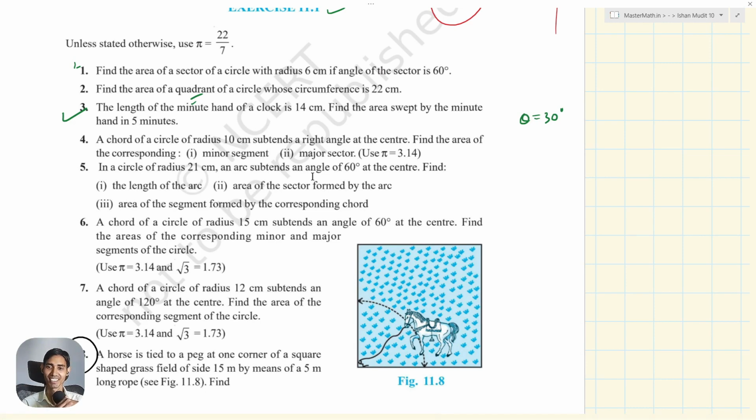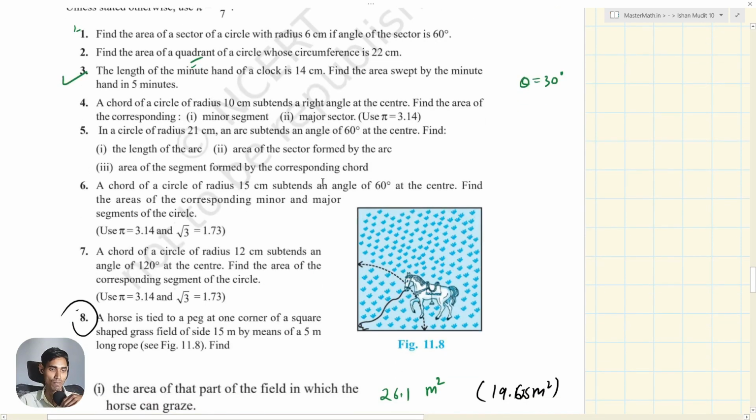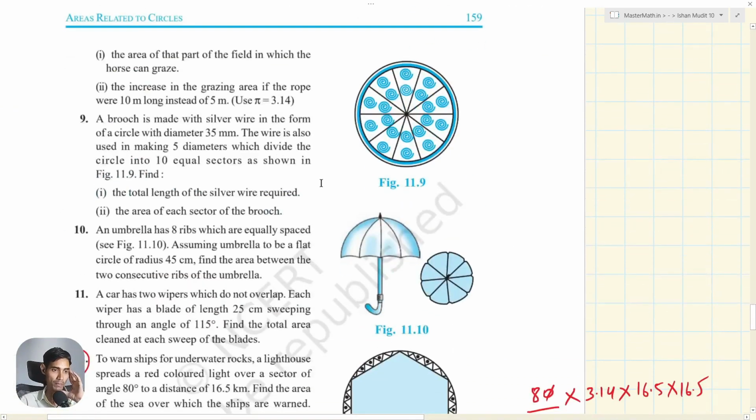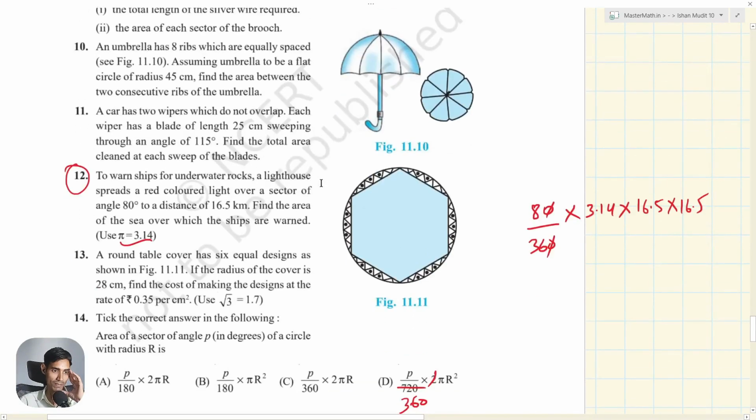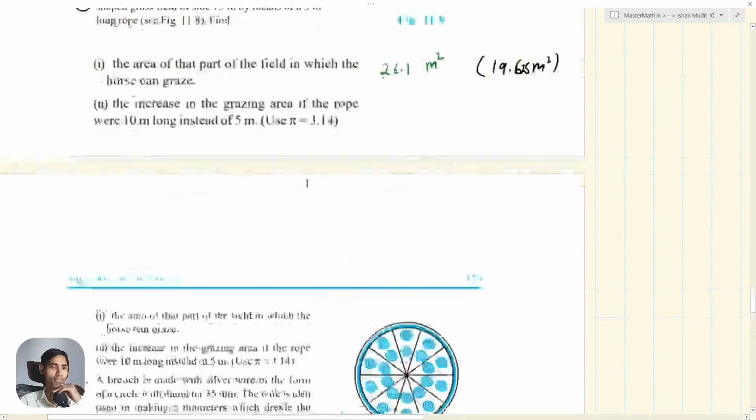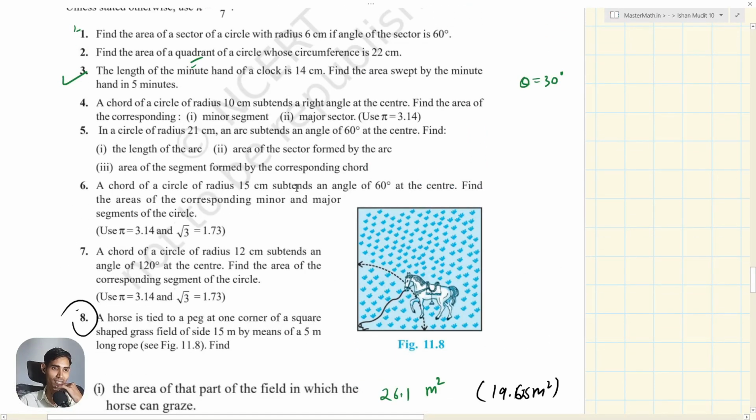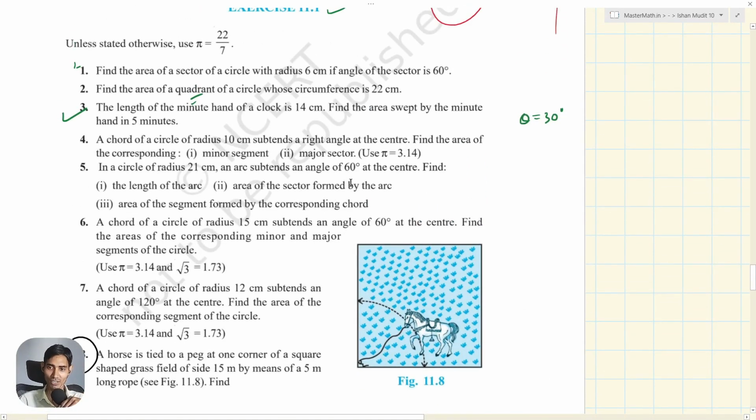Want to say something? You smile. So let us try the question. Fifth question. Okay, it's 60 degree at the center. We'll not do this. Then what to do? Okay, you want to start with some easy one. Anyways, you try the fifth one.